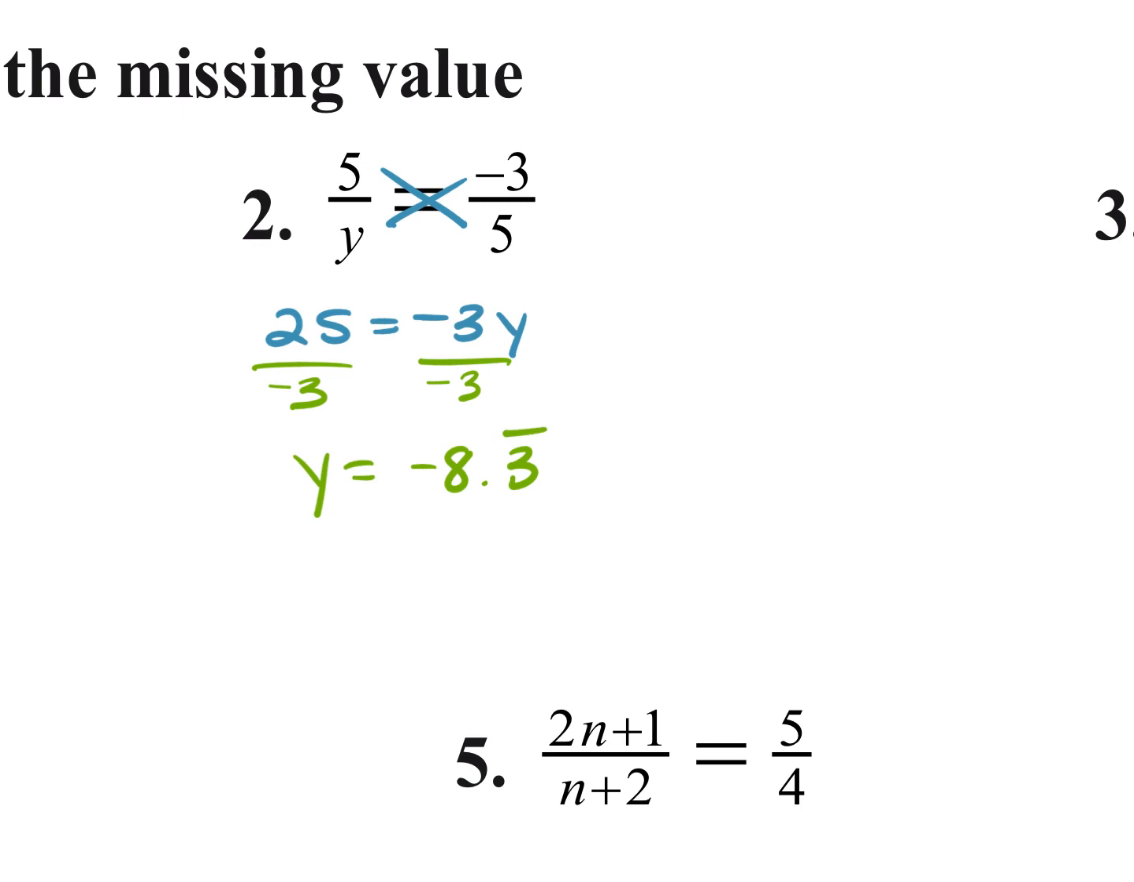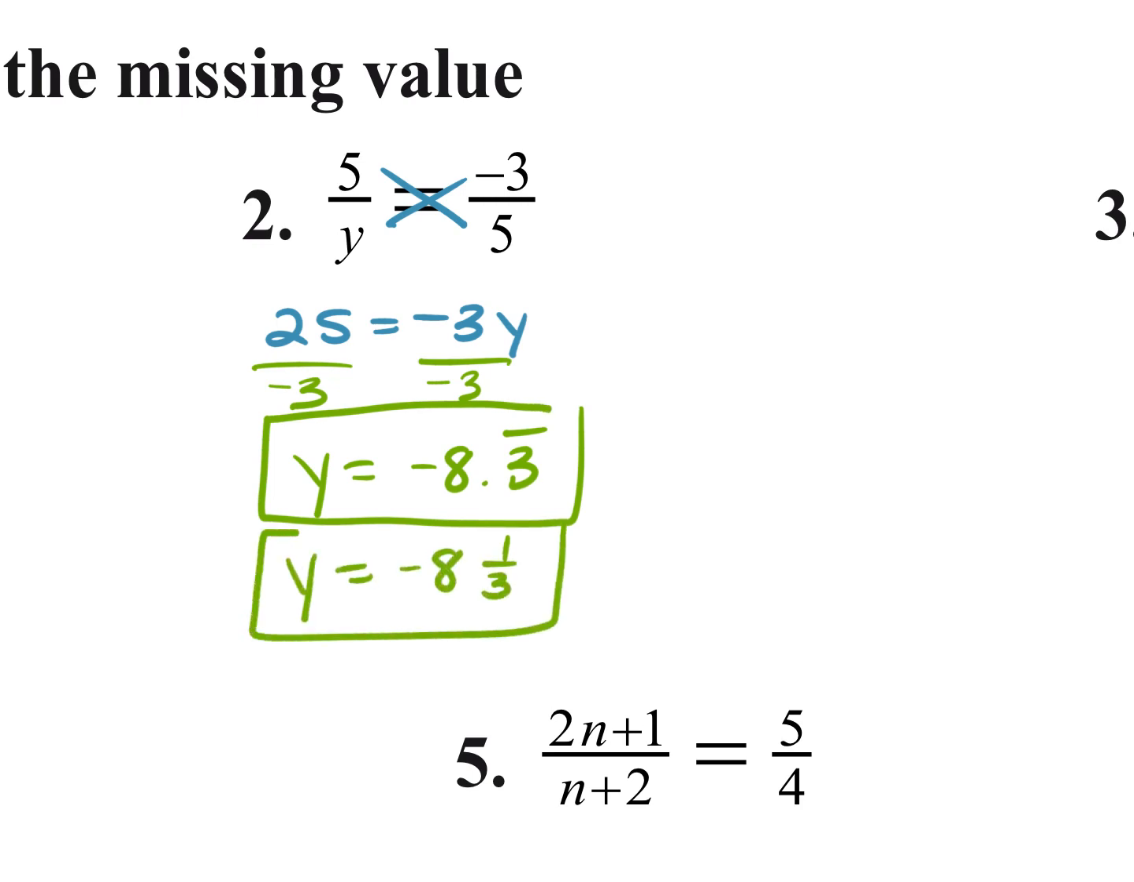Here's the deal. When it's a repeating decimal like that, just don't round it. This isn't a real world problem, so leave it like that. Or you could say negative 8 1/3 is perfectly good too. But don't round if it's not a real world setup.